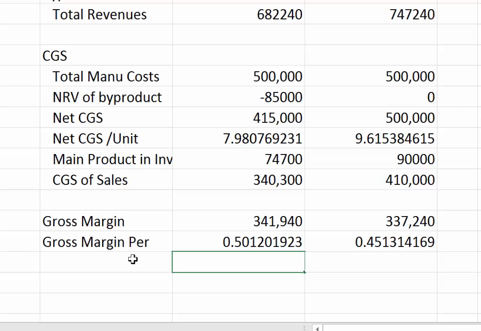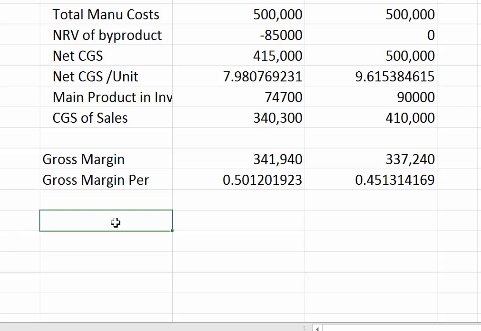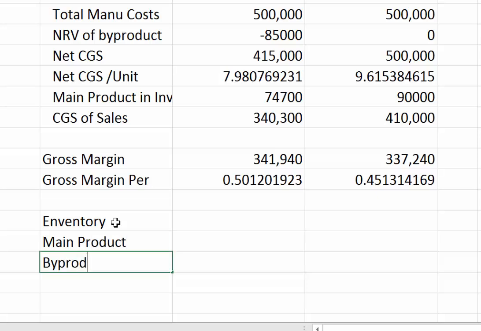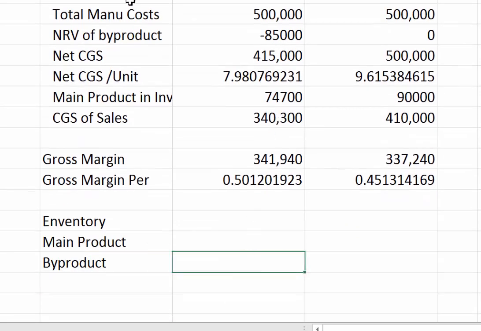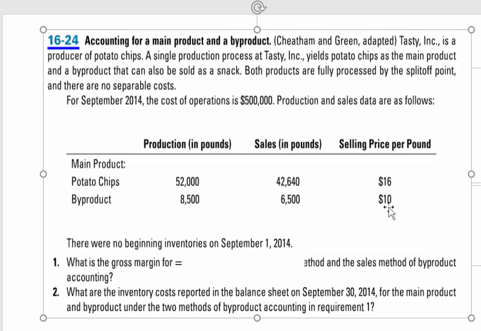So now we can also come to the ending inventory part. In terms of inventory, we have some value already. You have a main product, which is given, and you have the byproduct. Once again, we are using the two methods, production method and sales method. For the production method, you do recognize the inventory for byproduct. For the byproduct, you go back to the slide, it's $10 per pound, and we have 2,000 pounds left, which you can do the math here.